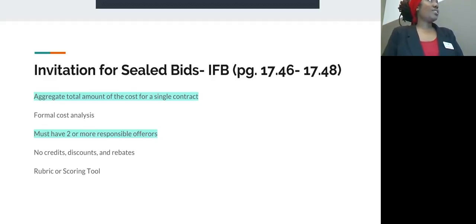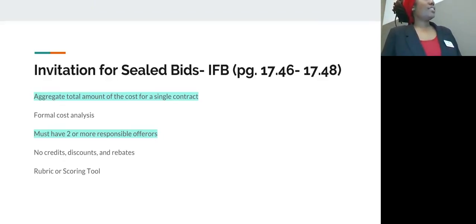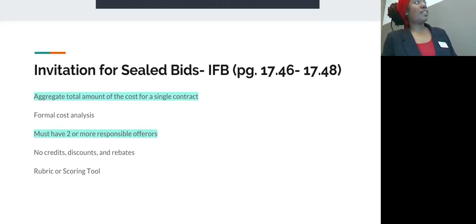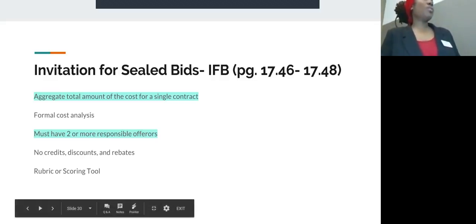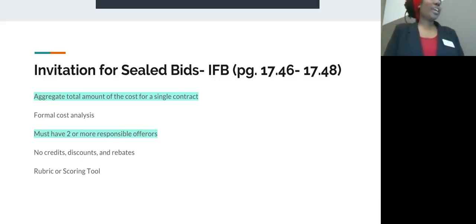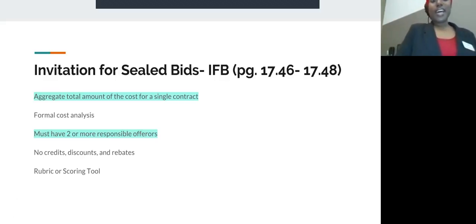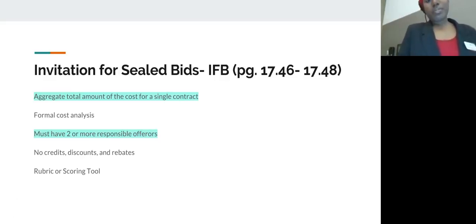That was a highlight as well. For a lot of places, it was really just one, and they were just picking what was best for them. You can find this in writing right on pages 1746 and 1748. It's only 2 pages, but it's right there in the ARM: having 2 or more responsible offerors. A best practice would be sticking with 3, but when it comes to IFBs, it says just 2 or more responsible offerors.